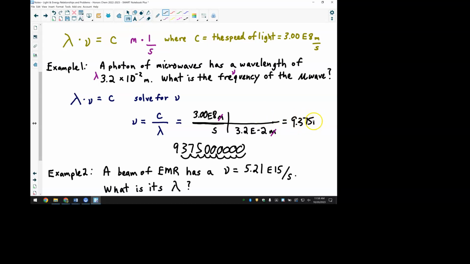9.375 times 10 to the 9th per second. That means waves per second. And actually, there would only be 2 sig figs in this answer. And so I would say 9.4 times 10 to the 9th waves per second. So that's that microwave.